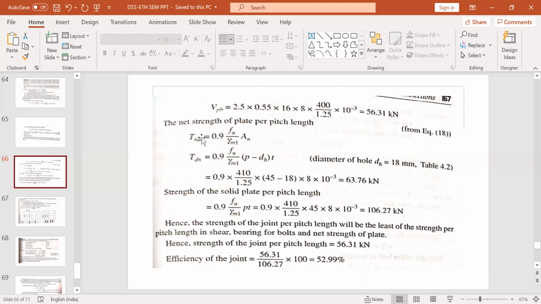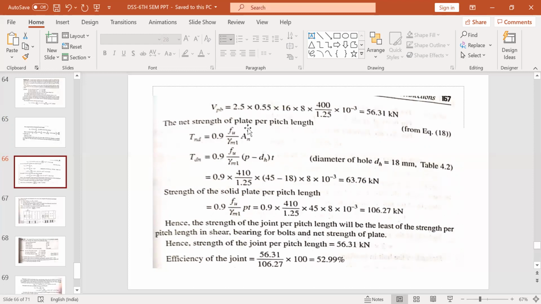Now there is another thing that needs to be found out, that is the net strength of the plate per pitch length. Net strength of the plate per pitch length will be the tension strength. Here you are finding the tensile strength: 0.9 Fu by gamma M1 into (P minus Dh) into t. What is An? An is the net section.